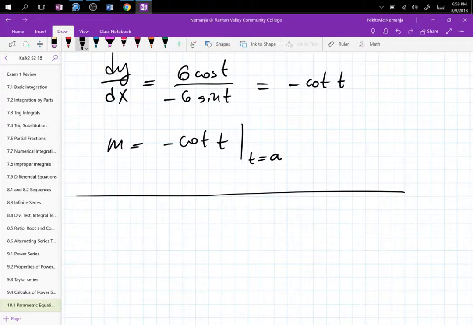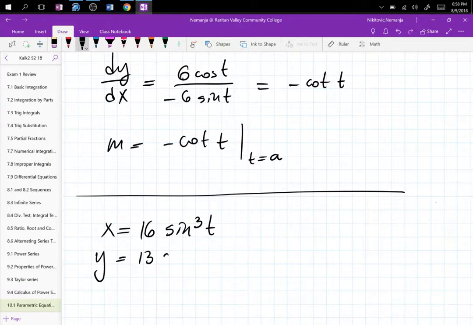All right. So here we go. x equals 16 sine cubed t, and y equals 13 cosine t minus 5 cosine 2t minus 2 cosine 3t, and finally minus cosine 4t.